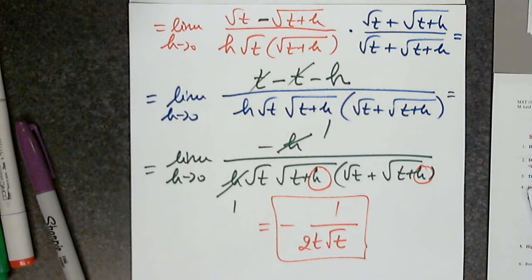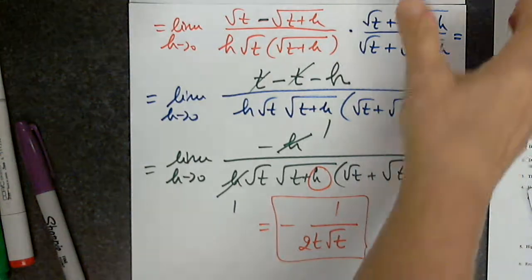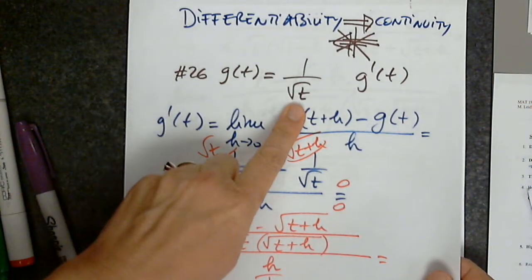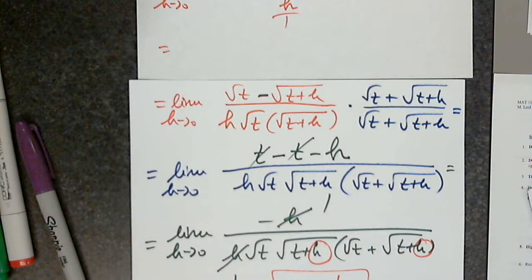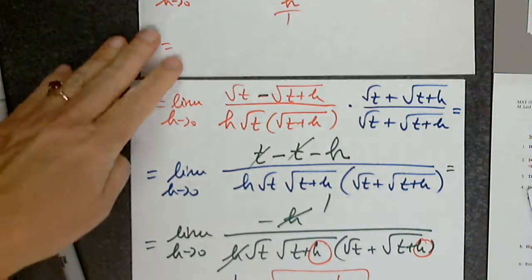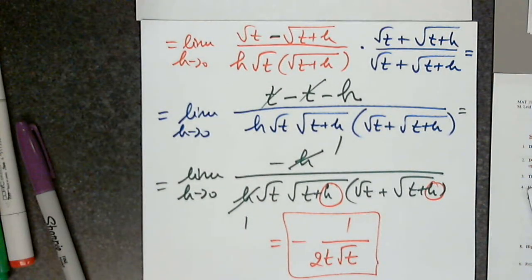What is this? What does it represent? It's the derivative function that will give the slope of the tangent line everywhere on the graph of 1 over the square root of t. So what have we studied in chapter 2? The difference quotient. That's all we did. We didn't study anything else.